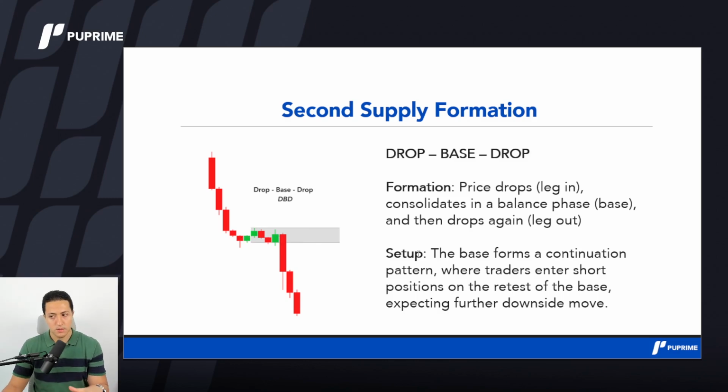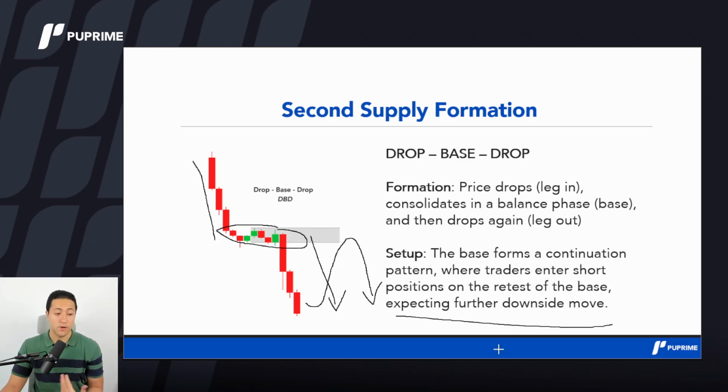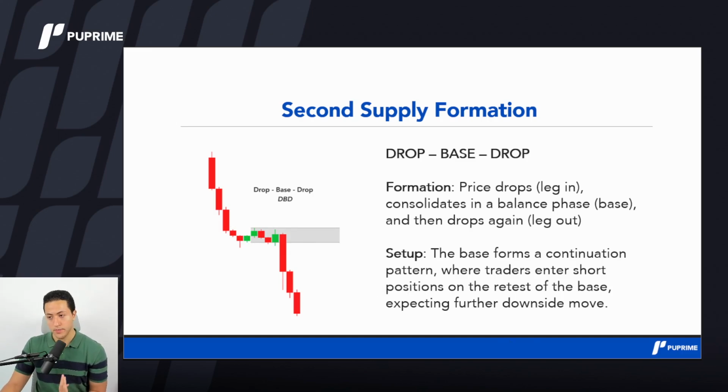Supply and demand here come to a temporary brief balance. So prices are just moving in a sideways range, and it creates the base and then drops again to create the leg out. What's the setup? The base forms a continuation pattern because it was moving lower and it again went lower. It's a continuation, it's not a reversal. So traders enter short positions on the retest of the base, expecting further downside moves.